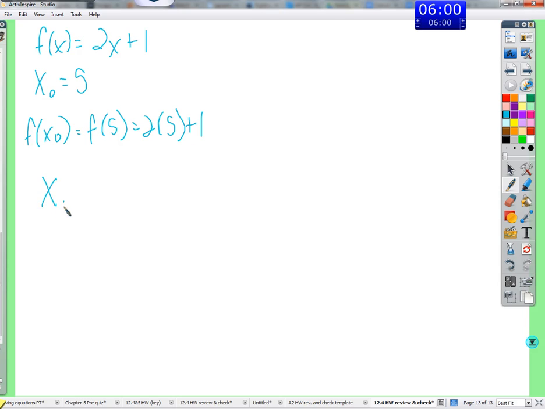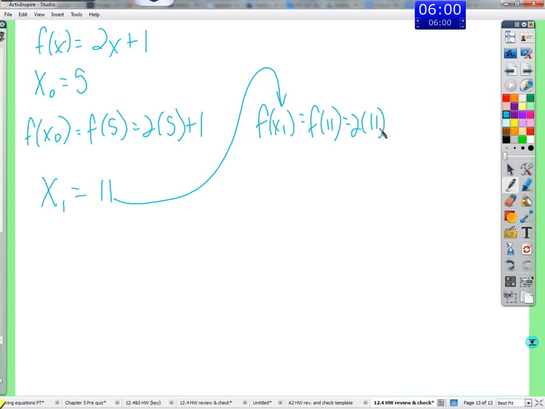So this is going to be x sub 1. That's going to be 10 plus 1 is 11. To get x sub 2, I'm just going to take x sub 1, plug it back into the formula. I'm just going to plug it back in here, f of x sub 1. That's f of 11. That's 2 times 11 plus 1. That's 22, 23. x sub 2 is 23. That's our second iteration. Our third iteration, f of 23, that's 2 times 23. Plus 1. So 46 plus 1, 47. That's x sub 3. That's the third iteration.